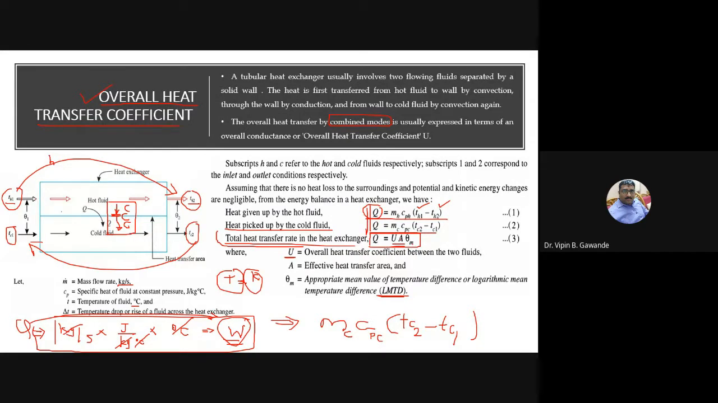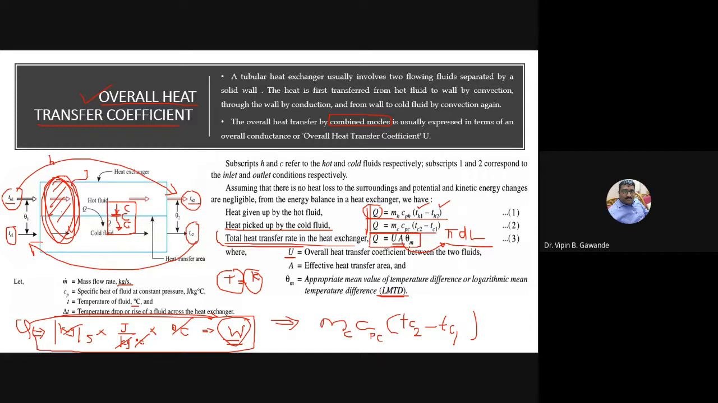Okay. Now this U is clear. What will be the area? Now this is a circumferential area, so this is pi d l. We have to take the circumferential area, not the cross-sectional area, that is equal to pi d l, because heat transfer will occur from the surface, not from the cross-section. So pi d l will be there.